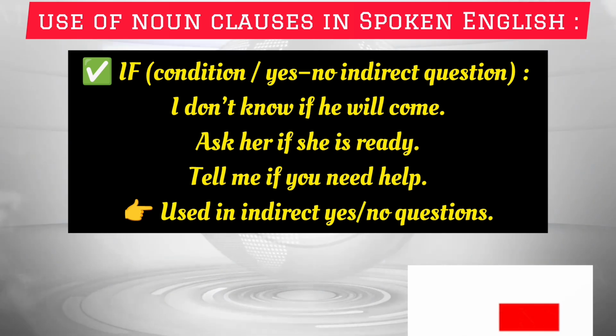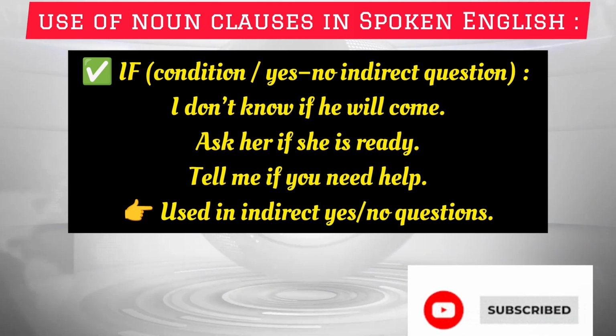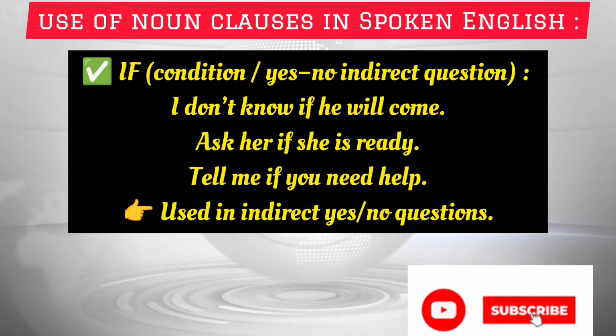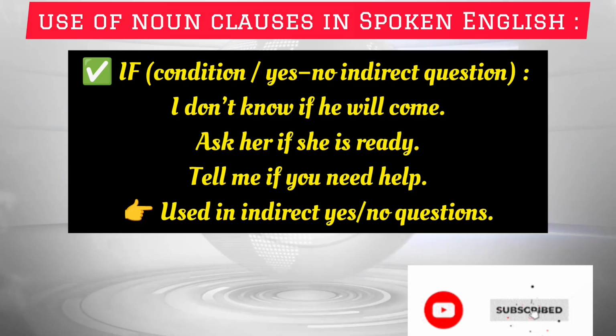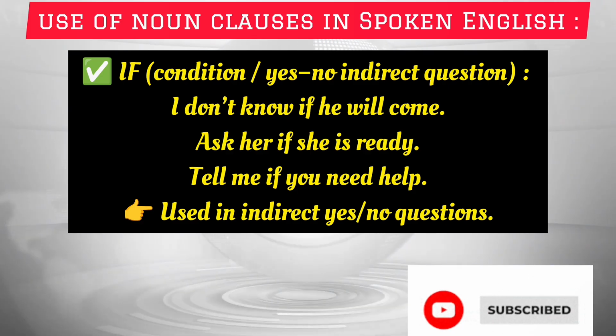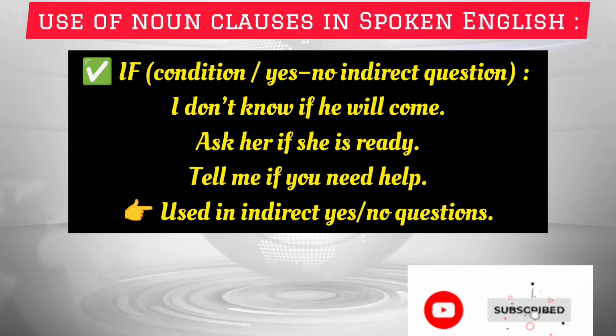So second example is on your screen. Ask her if she is ready. If she is ready is the noun clause here. And the third example is tell me if you need help. If you need help, that means obviously whether you need yes or no.